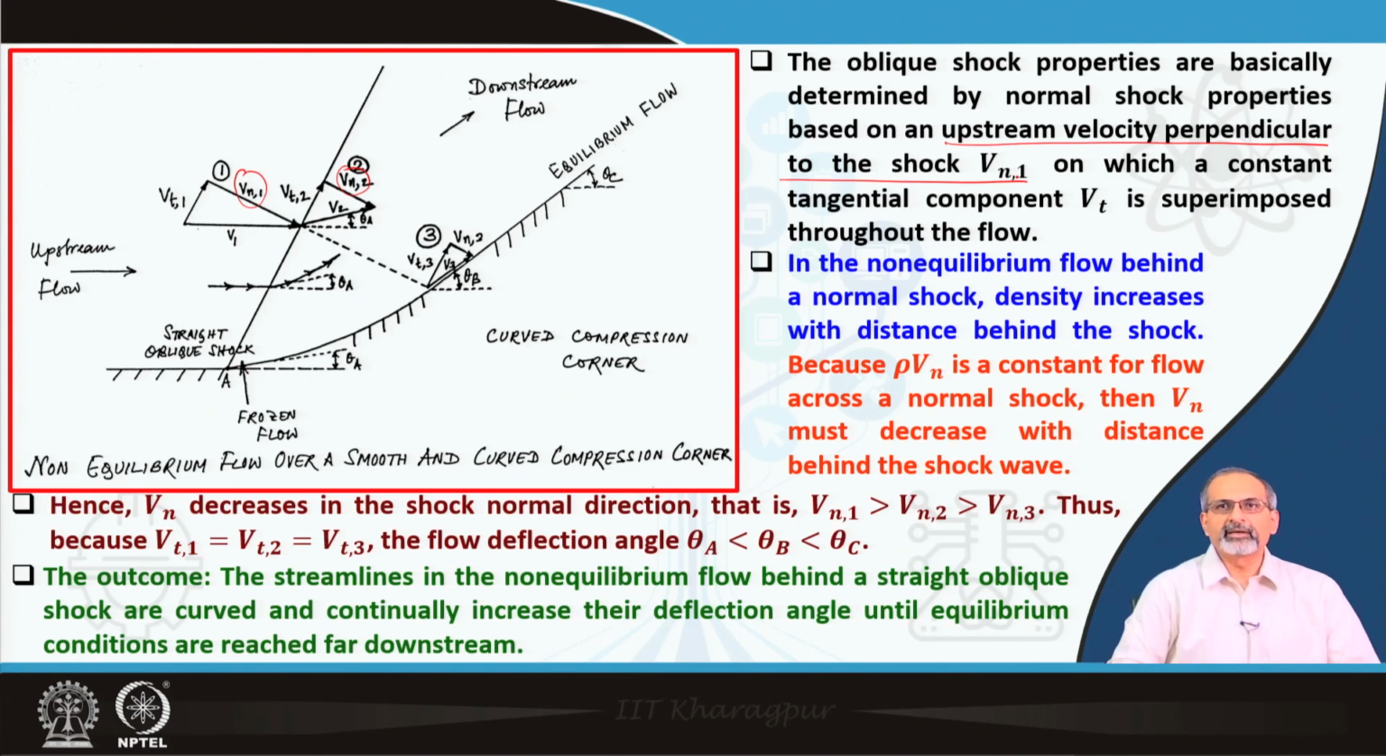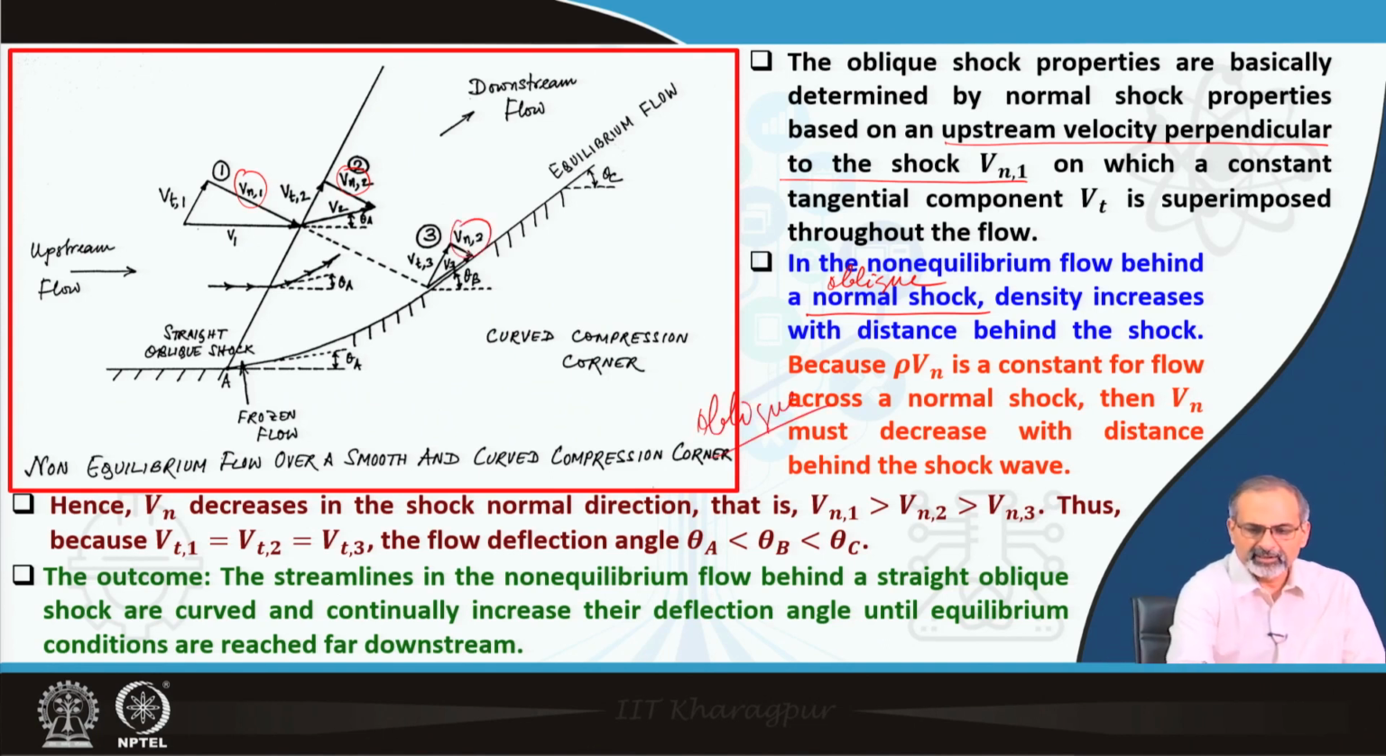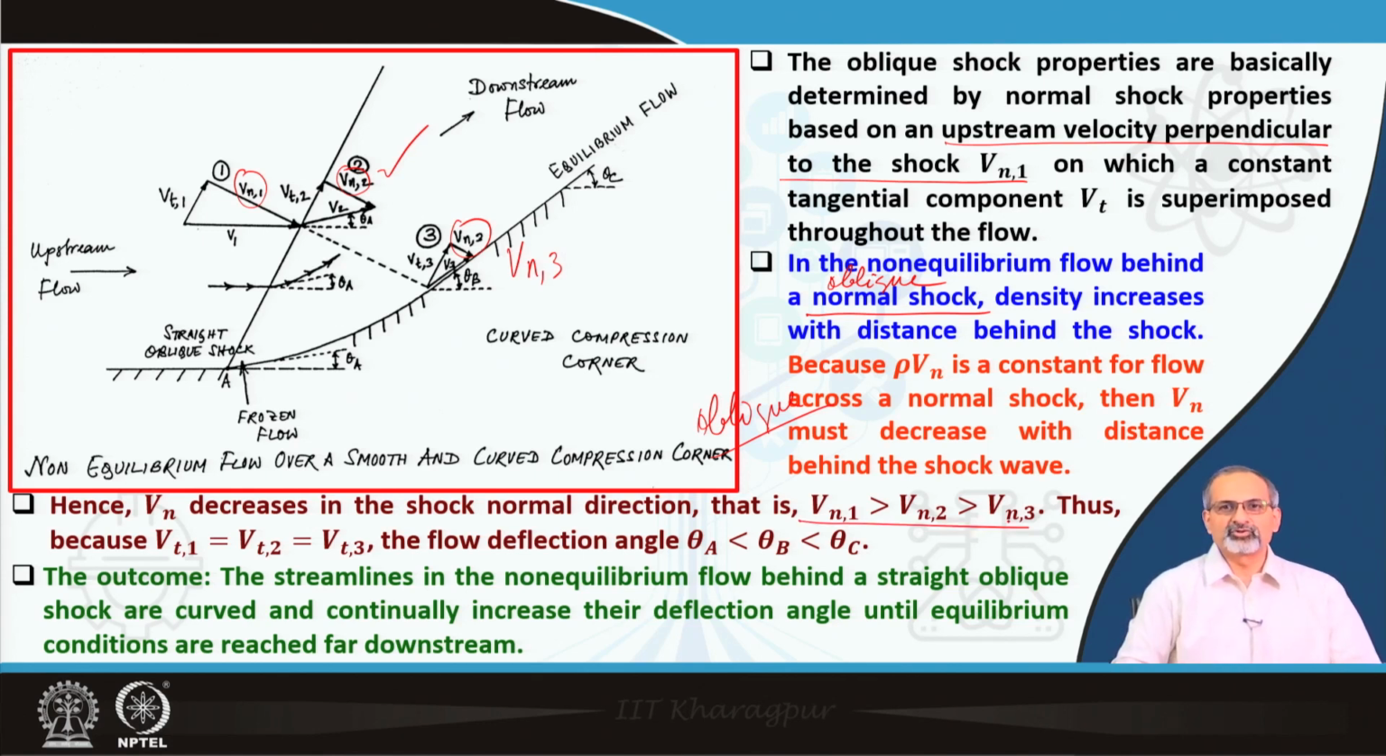In the non-equilibrium flow behind the normal shock, density increases with distance behind the shock. Similar thing happens in case of oblique shock too. Because rho Vn is a constant for flow across a normal shock, Vn must decrease with distance behind the shock wave. The same thing happens in the case of an oblique shock too. Therefore, you expect that the Vn3 that you have here closer to the wall will be lower than the Vn2, which is a little upstream, and therefore, this inequality works. In order to have a straight oblique shock, as we mentioned earlier, we would have this kind of an inequality connecting the three compression angles that we can see at the different locations along the compression corner.